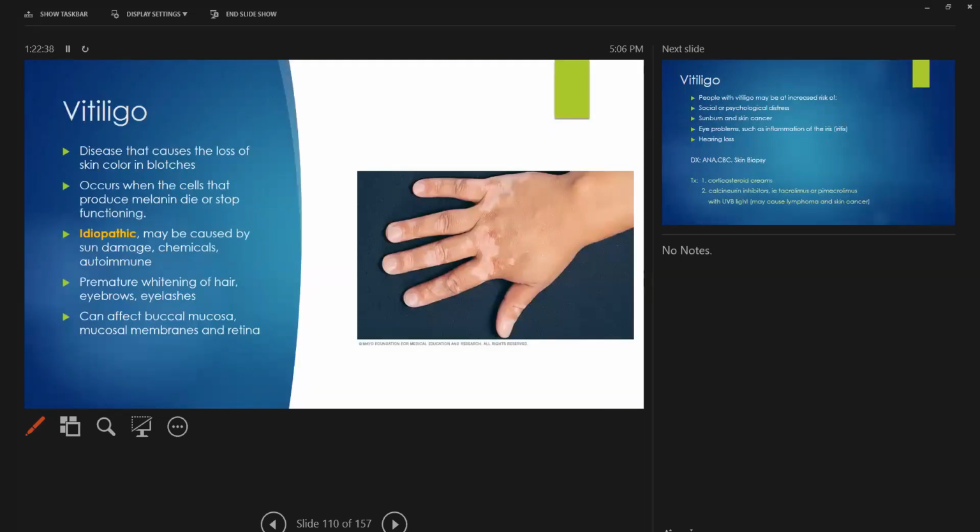Vitiligo. So vitiligo is idiopathic loss of the melanocytes. The melanocytes aren't working properly, so you get these blotches, and they quit producing melanin in these areas, and that's why the skin is super light.